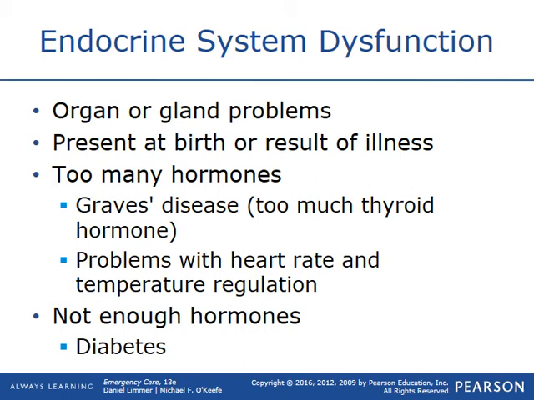Dysfunction within the endocrine system could be caused by organ or gland problems. This could be something that's present at birth or as a result of an illness. You could have too many hormones, as in Graves' disease, with too much thyroid hormone, or you could have problems with heart rate and temperature regulation. You could also have too few hormones, such as what we encounter with diabetes.